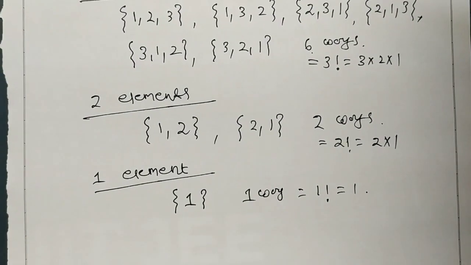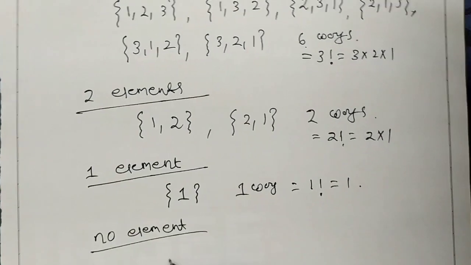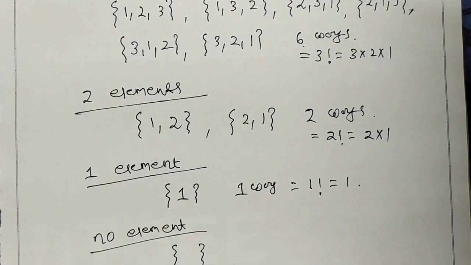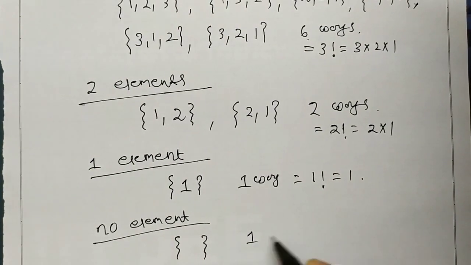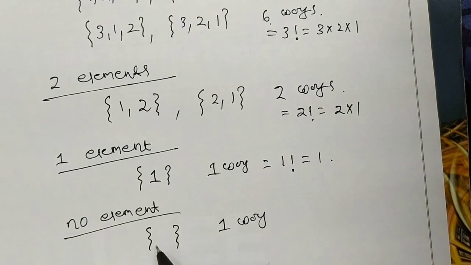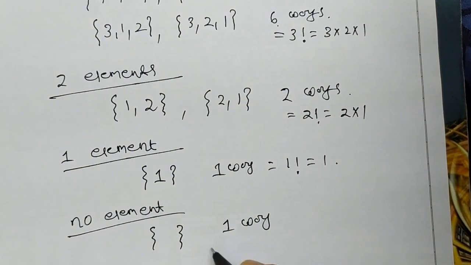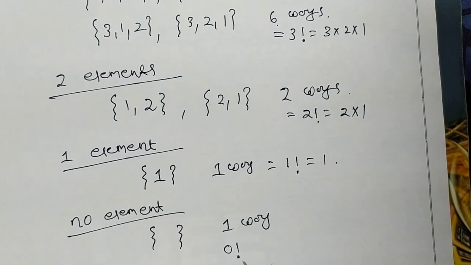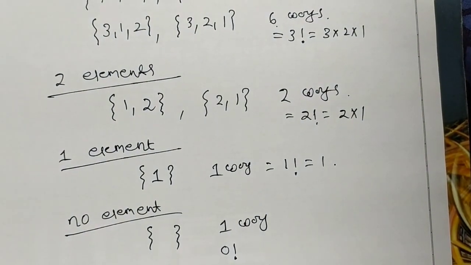Then the question is, if a set contains no element, then what is the way to express it? You know this. If a set contains no element, we can still express it in one way. And since the set contains no elements, the number of elements is 0. So we are getting one way. So 0 factorial is also equal to 1. We can understand it like this.